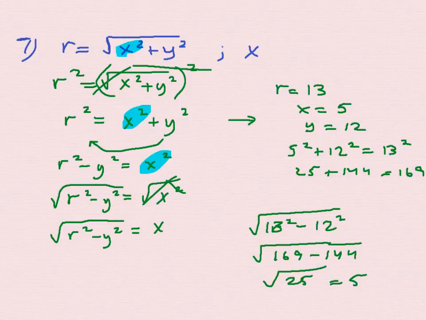If you had canceled, originally you would have had 13 minus 12. That would have given you a 1, and you would not have gotten the correct answer. That's a long explanation to explain to you why you can't cancel. Bottom line, square root square only works canceling straight up for one term only.